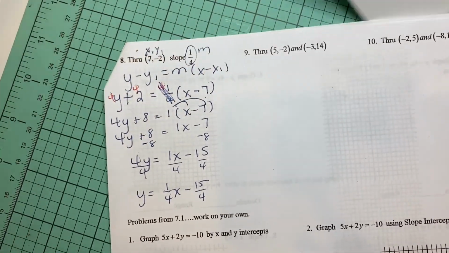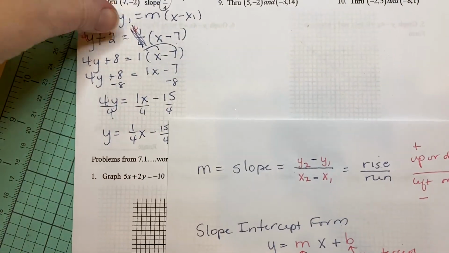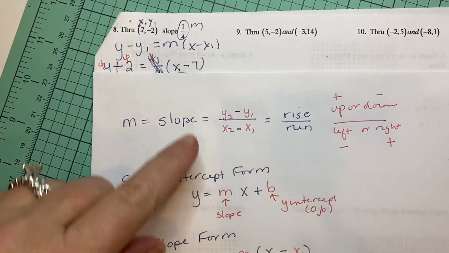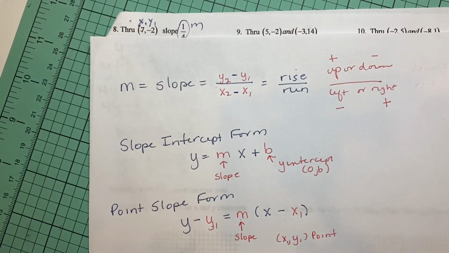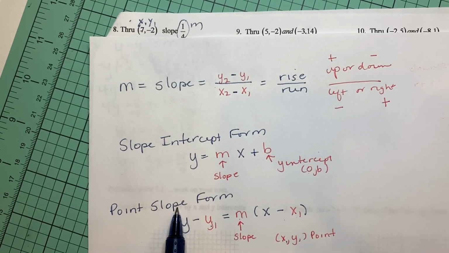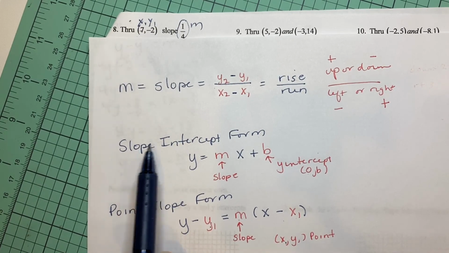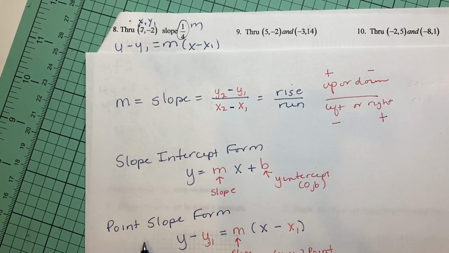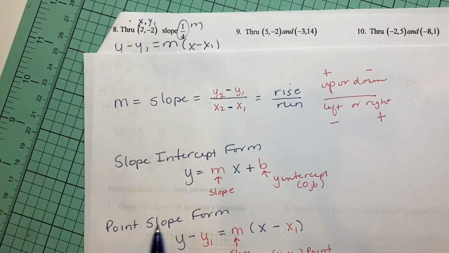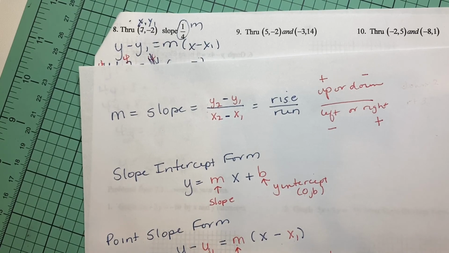Okay, the last two, let me get the formulas back in here. These last two give you 2 points, so it didn't give you a slope. Do you see, to use this one, you've got to have a point and a slope. To use this one, you have to have a slope and a y-intercept, and we really don't have any of those. We have 2 points. So we do want to use this one, but before we can use it, we have to find our slope.